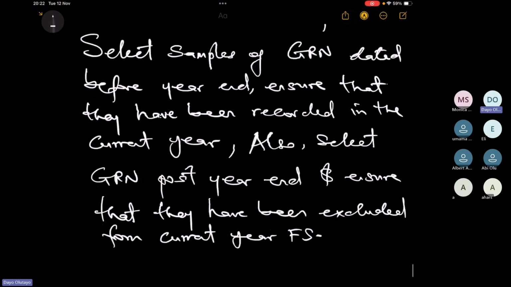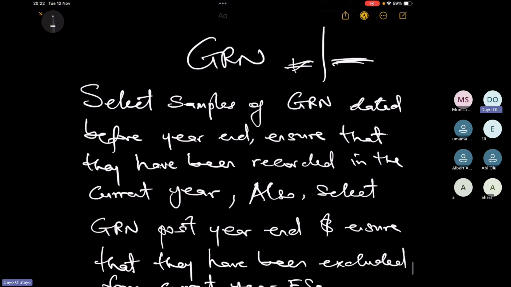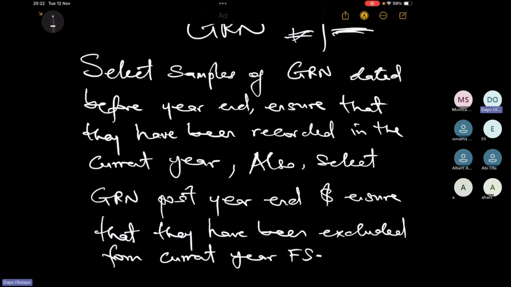And likewise, if you want to check for occurrence, then you can ask for invoices or even still ask for GRN. All of that will suffice. But for cutoff, please, it's always GRN for purchases and it's always dispatch notes for revenue. Please don't use invoices. Invoices will give you occurrence, but not cutoff. Any question? Because this is where I am going to leave it for today.